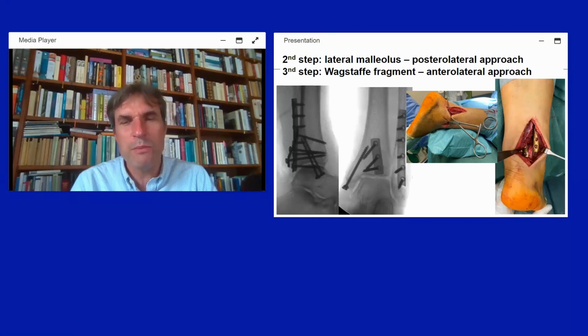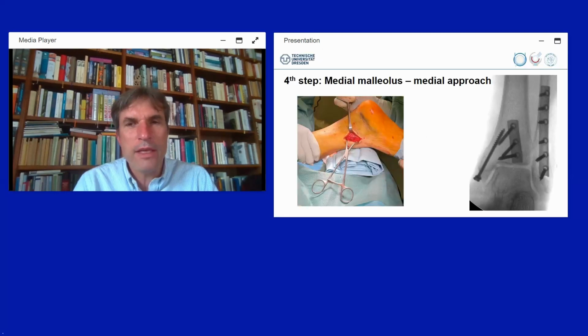And with a Wagstaff fragment present, you have to be careful that when bringing in the screw from the back, you do not displace this further. So it's wise to do this second small incision there right away and probably put a clamp on while bringing in the screws from the back. And then, of course, in addition, you can bring in a small screw from the front if needed. But now, in this case, this second screw from below is also holding the Wagstaff fragment.